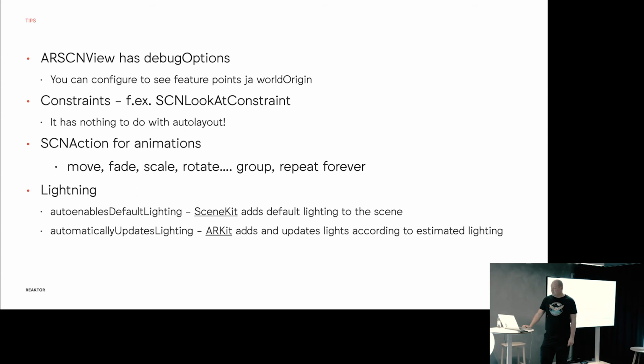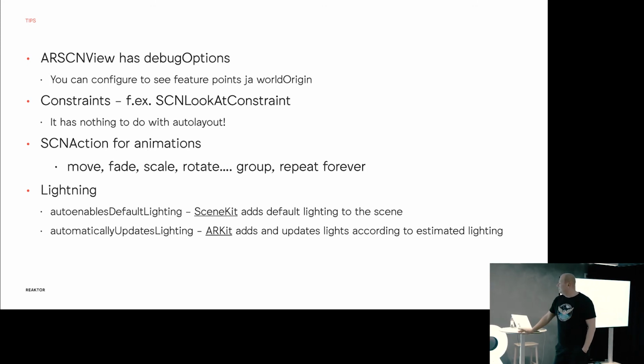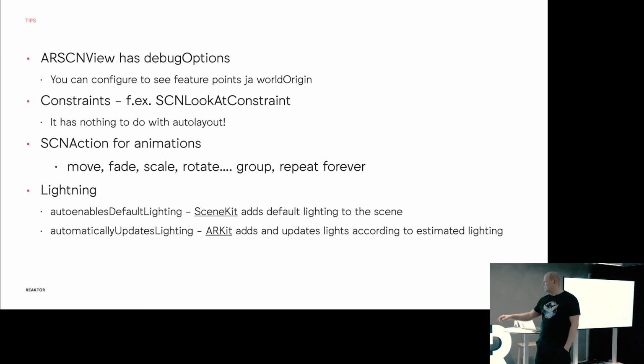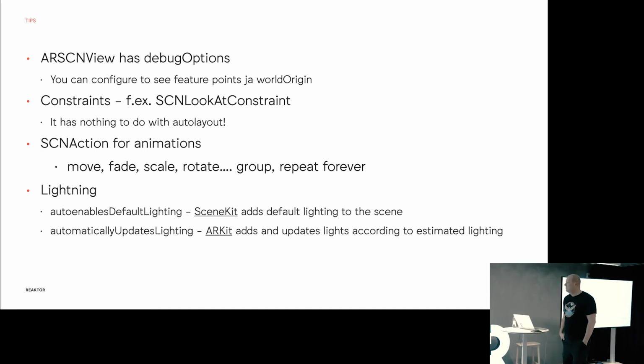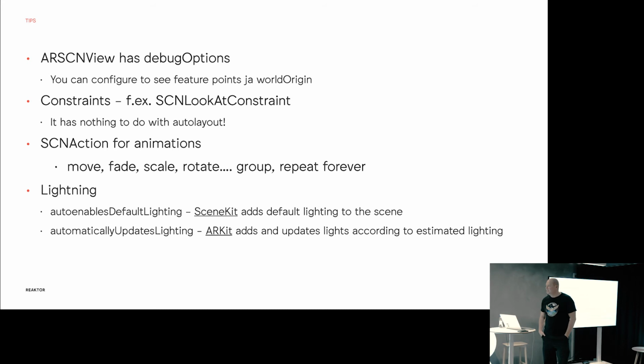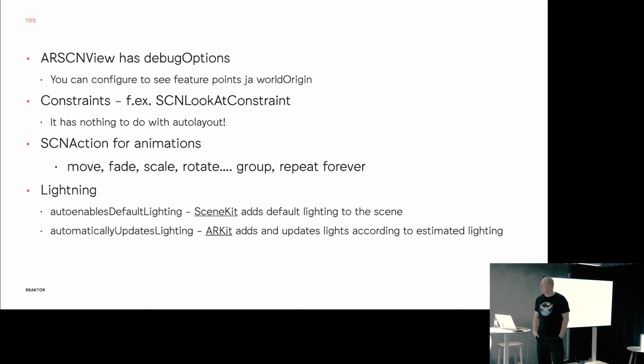And then lighting. There are two different lighting options. The most sensible is ARKit's own. From the camera picture, it estimates and all the time updates the lighting situation for the scene, but don't mix it up with SceneKit's default lighting, which is static, if I remember correctly.